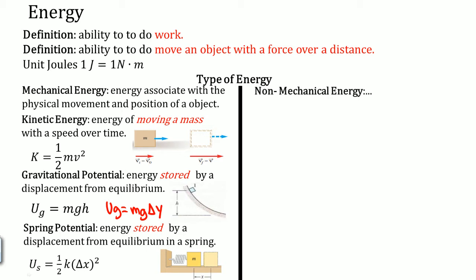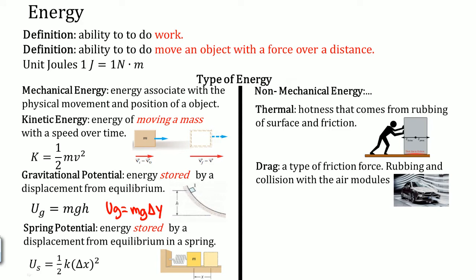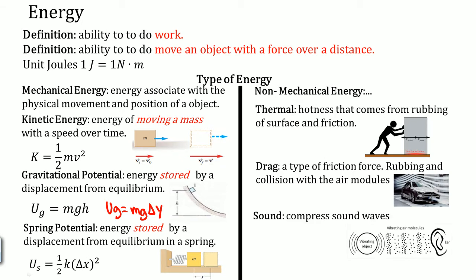There are other types of energy. These are your non-mechanical energy. Things like thermal, which is the hotness that comes from rubbing of a surface, and friction. Drag, which is the type of friction force rubbing and colliding with the air molecules in the air. Sound, which is the compressed sound waves. Also your electrical, chemical, nuclear, and radiation.